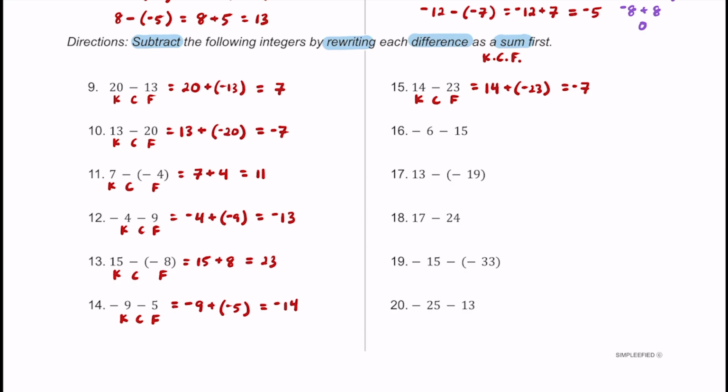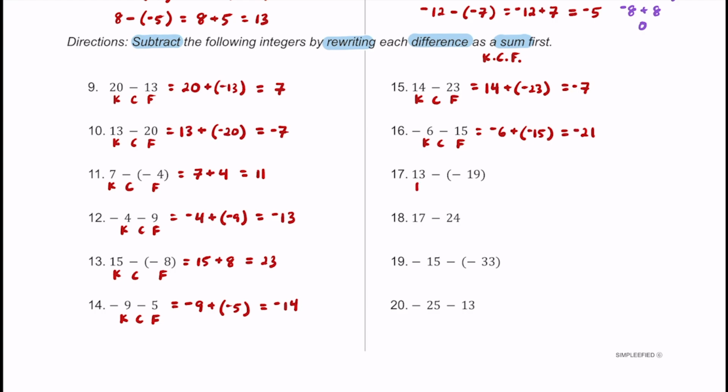For number 16, we have negative 6 minus 15. So we'll keep, change, flip, and rewrite this as an addition problem. So negative 6 plus negative 15. Now we're adding two negatives, so just add 6 plus 15, that's 21. And it's going to be negative since a negative plus a negative is just more negative.